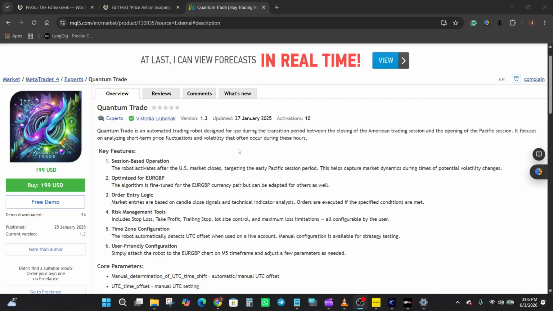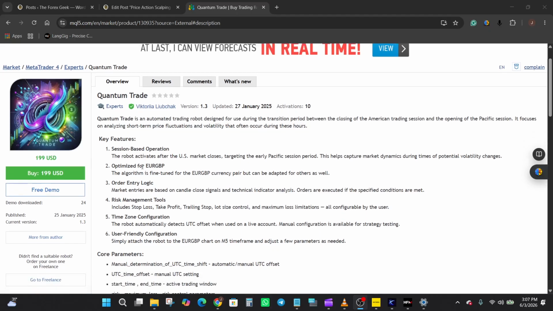So on my screen right now, I am looking at the Quantum Trade EA listing on the MQL5 Marketplace. One important thing to point out early is that this EA is built strictly for MT4. So if you want to use it, you have to use the MetaTrader 4 platform. Now its version is 1.3 currently, updated on 27th January 2025, and it is priced at 199 US dollars.